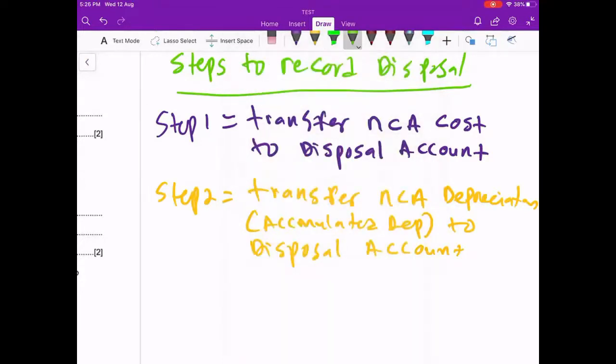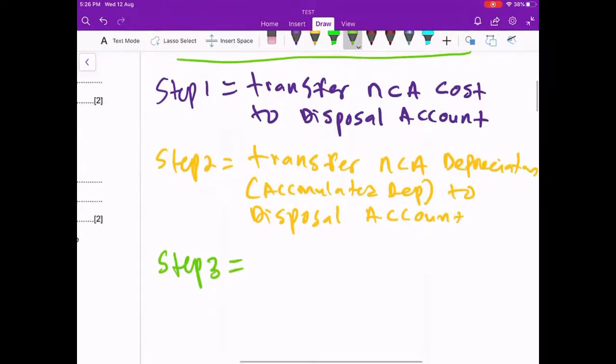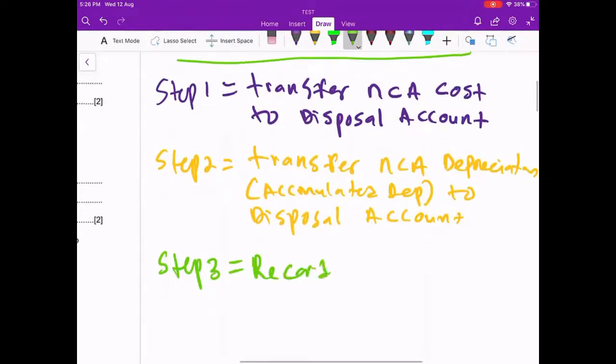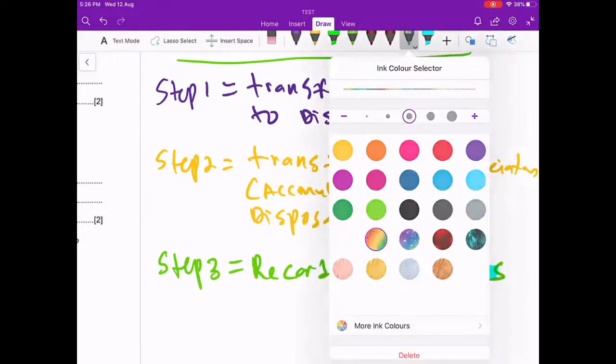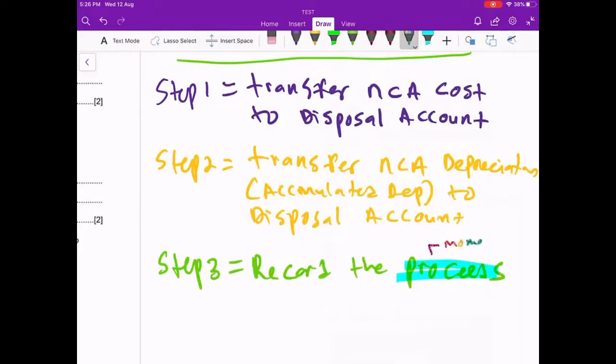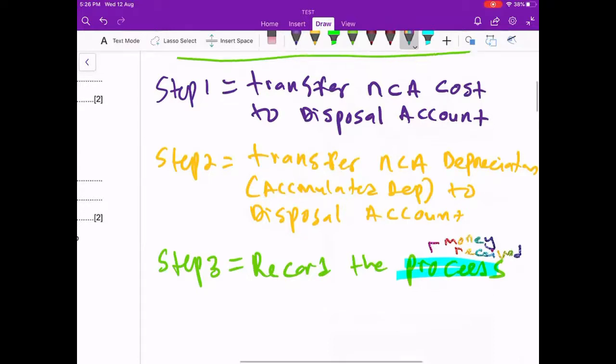Step number three is record the proceeds. You need to know what proceeds is. Proceeds means the money received. The money that you receive whenever you sell the asset.